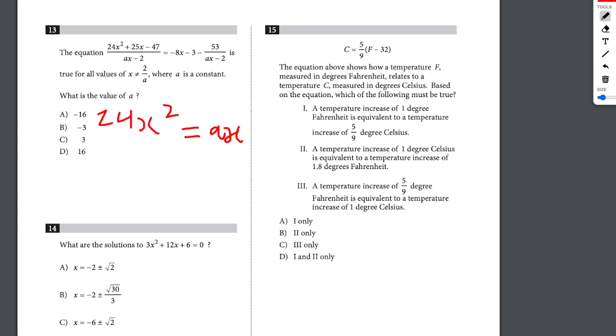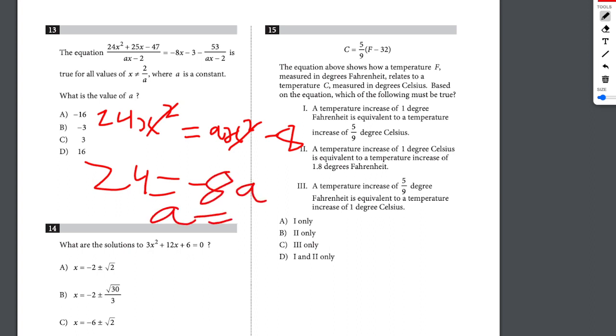Yeah. So 24 is equal to ax squared times negative 8 times negative 8. And you can cancel the x squared from both sides. 24 is equal to negative 8a. So a is equal to negative 3. That's literally it. Don't even worry about the rest. We're doing tips and tricks here, not solving the entire problem, okay? But yeah, that's how to do it.